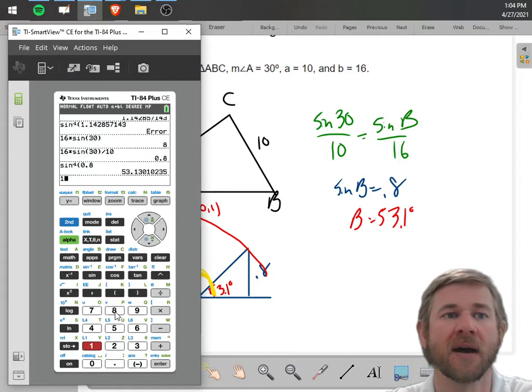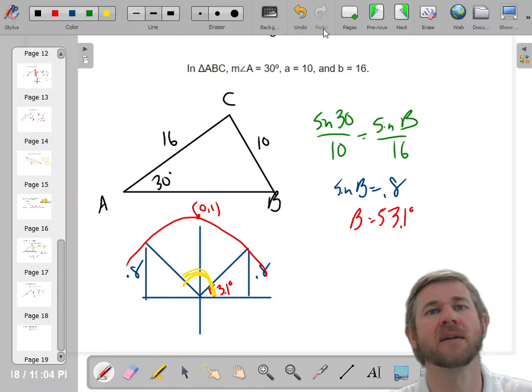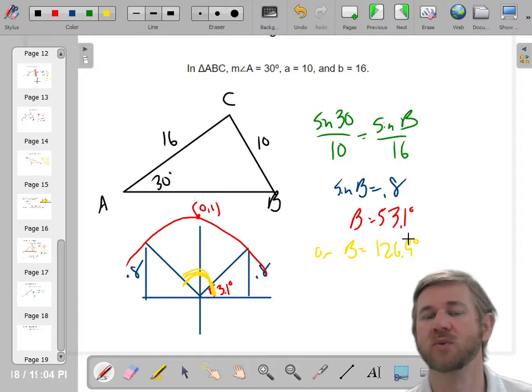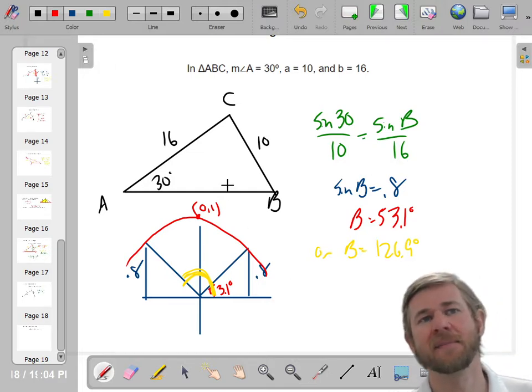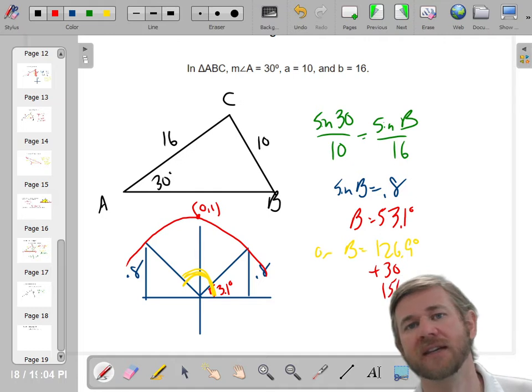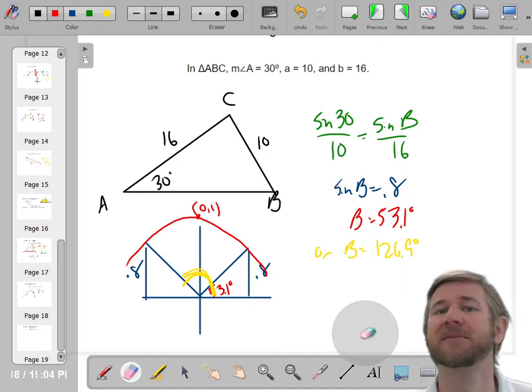So I'm going to do 180 minus 53.1, and we'll just see if this is possible. 126.9. So maybe B also equals 126.9, or it's the other one. We don't know which one of those two it is. Is it possible to be 126.9? If I made this guy 126.9 and this guy was 30, you added 30, you get 156.9. That's definitely less than 180, which means this is possible to draw.